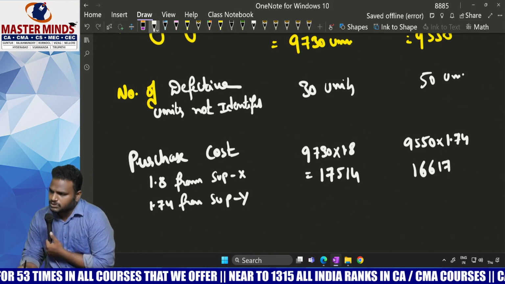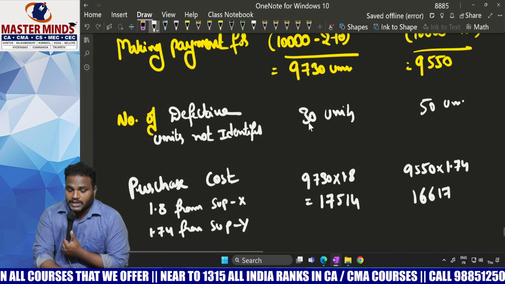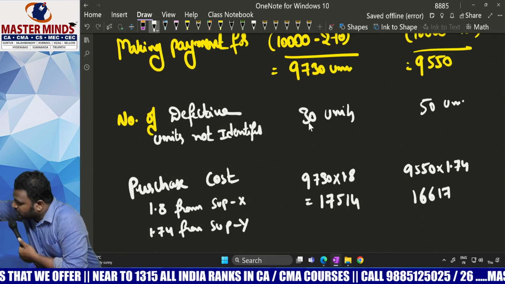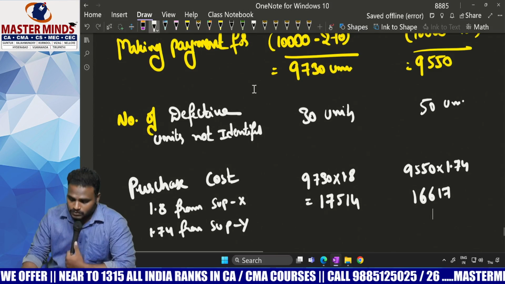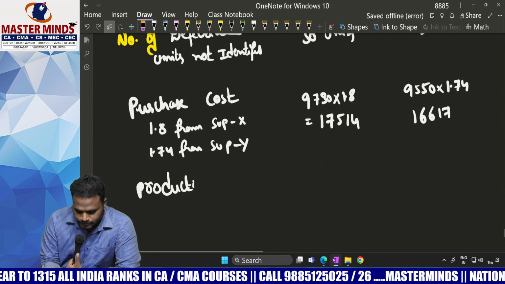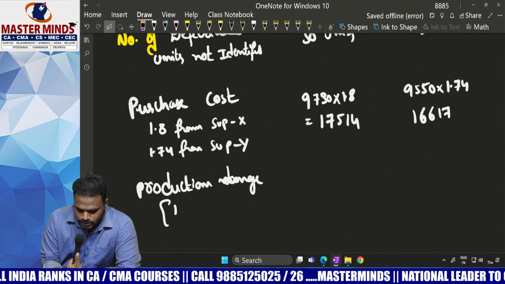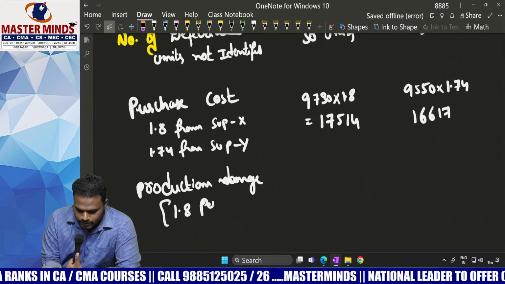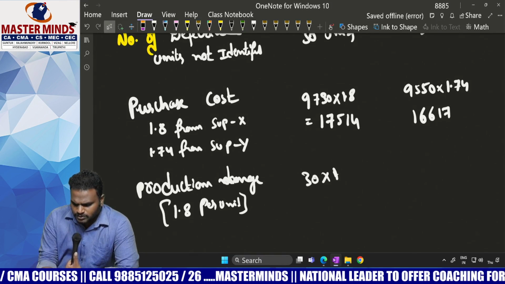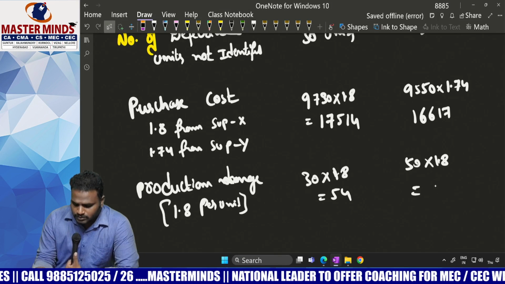Is there any production damage? Yes. There are unidentified defectives. Now they are entering the production process and they cause damage to me. Yes or no? Production damage for 1 unit, how much? 1.8 per unit. 30 into 1.8, how much? 50 into 1.8. 90.